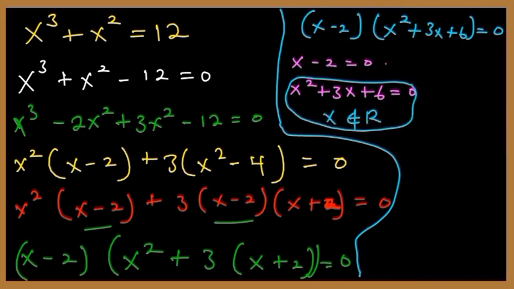Now let's consider this one. Considering that one, I'll have my x minus 2 equals 0. Therefore my x equals 2. So my final value for x is x equals 2.